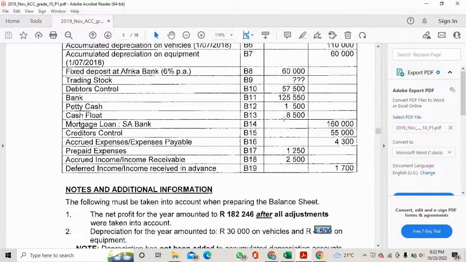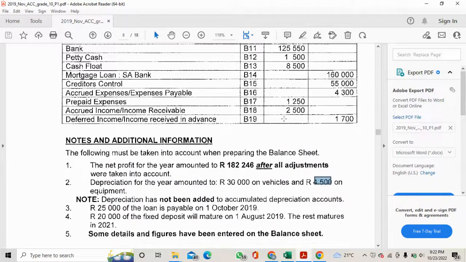And then if we check information 4, it says that 20,000 of the fixed deposit will mature on the 1st of August 2019. So when it says it will mature, this means we will now receive money, right? And it will not mature this year, it will mature next year, right? Because our financial year ends in June. But this 20,000 will mature next year in August.